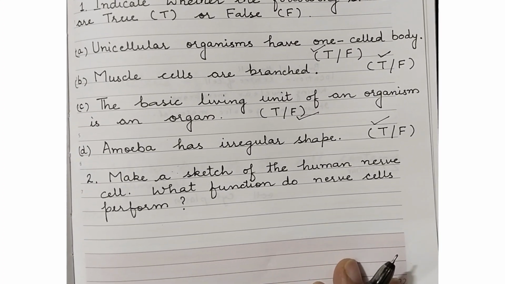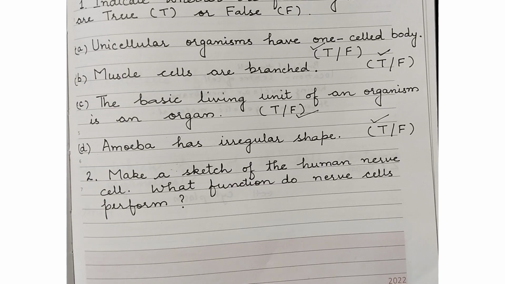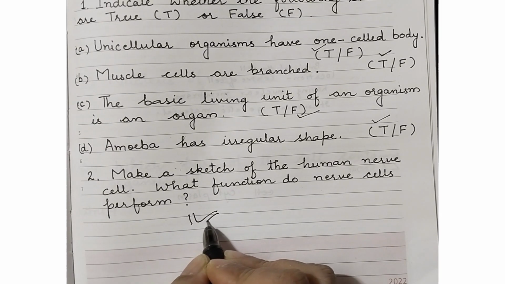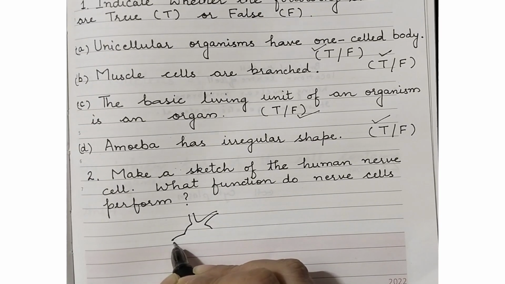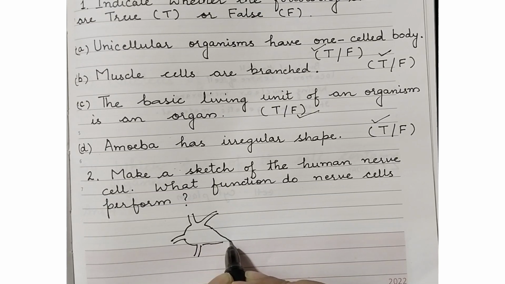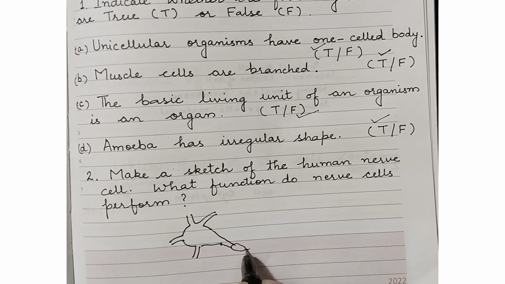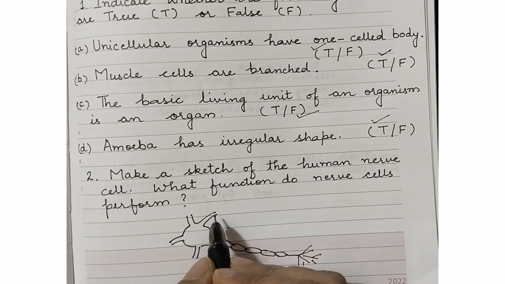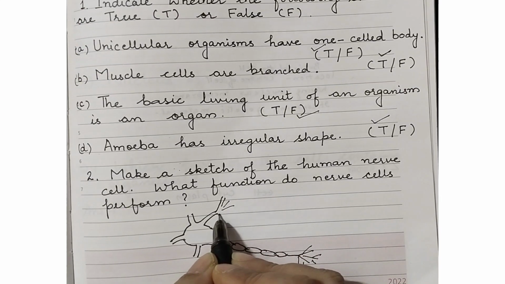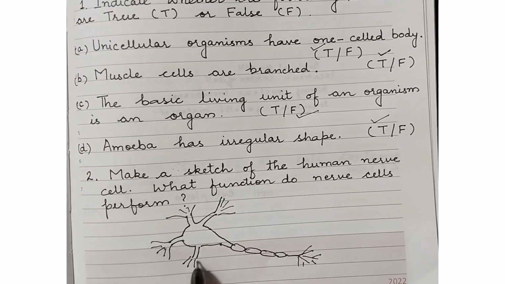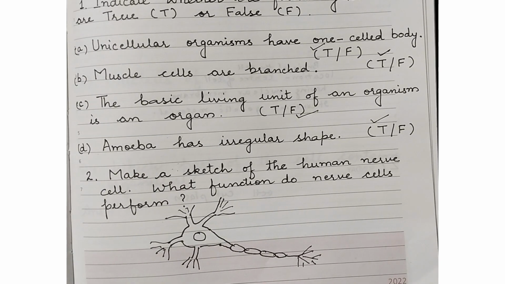Now next question. Make a sketch of a human nerve cell. What function do nerve cells perform? Now, draw the structure like this. This is the structure of a nerve cell.